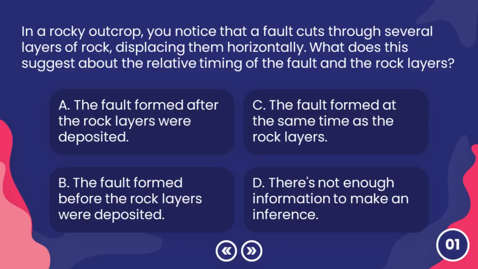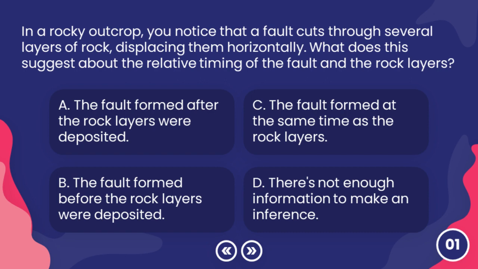We have just covered some important information in today's lesson. Now, it's time to assess your understanding of the topic by answering the comprehension questions. Question number 1. In a rocky outcrop, you notice that a fault cuts through several layers of rock, displacing them horizontally. What does this suggest about the relative timing of the fault and the rock layers?